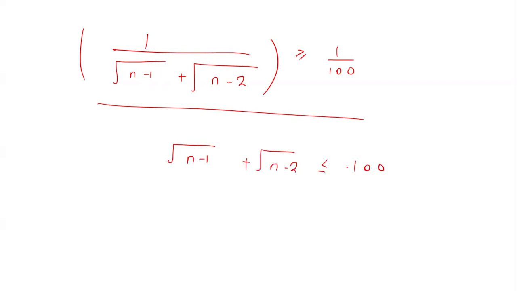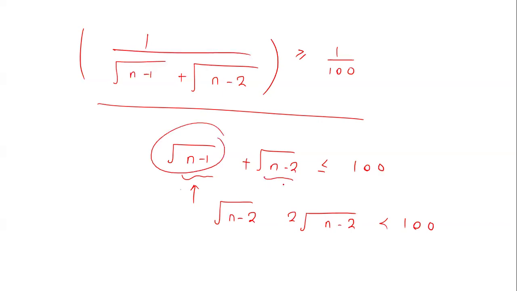This should be less than 100. In this equation, if we replace this by root of n minus 2, then this thing is less than 100, because root of n minus 1 is greater than root of n minus 2, and we are replacing this quantity with a lower quantity. So this becomes less than 100. From here you can see that root of n minus 2 is less than 50. If you square it, we get n is less than 2502.